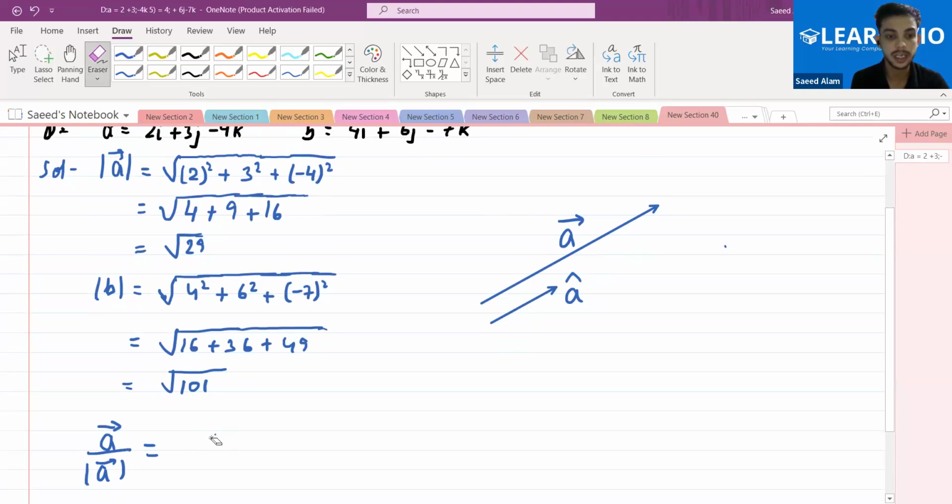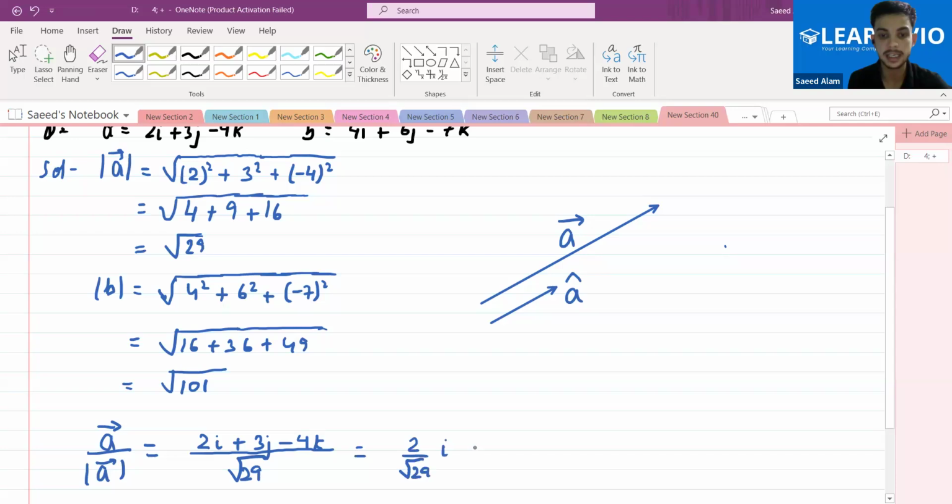Actually, first of all, let me write this A vector here. That is 2i plus 3j and minus 4k. And we have to divide this by under root of 29. Okay, is this correct or no? Okay, so if I do this, what will I be left with? I'll be left with 2 by under root of 29 i plus 3 by under root of 29 j and minus 4 by under root of 29 k. Okay, so we'll be left with this.